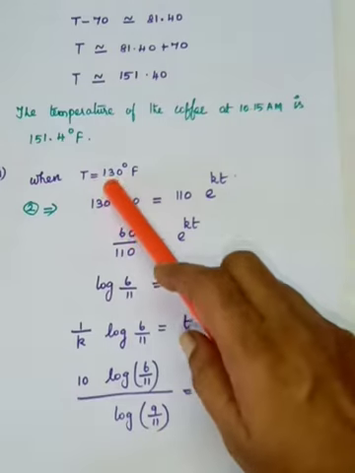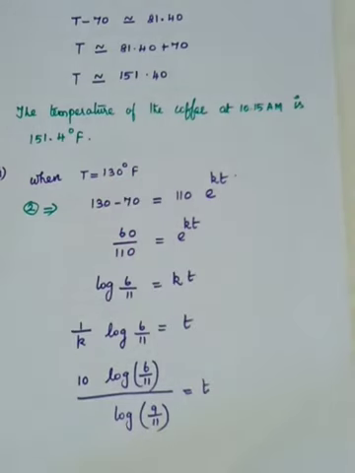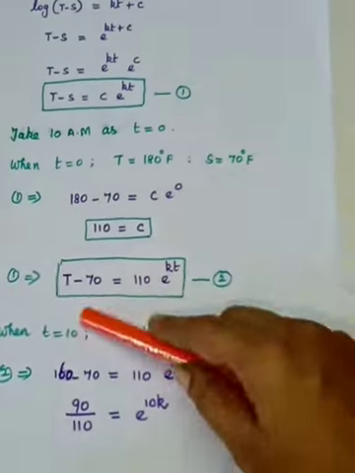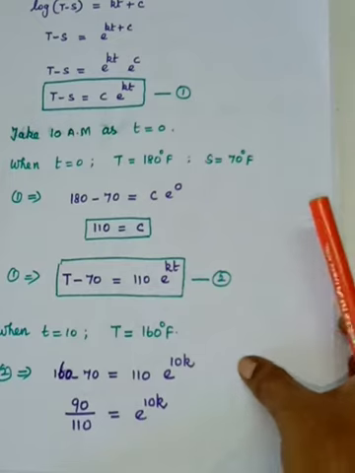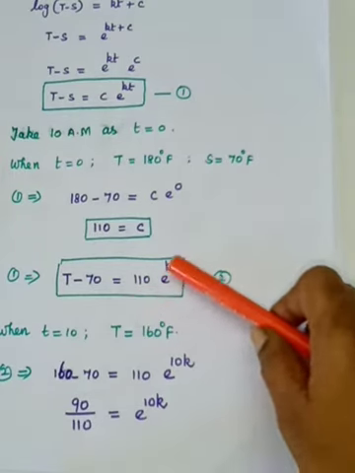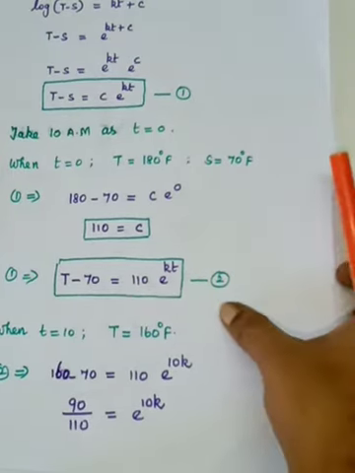So capital T is equal to 130 degrees. So you have to substitute in the second equation. In the place of capital T, you have to substitute 130. So 130 minus 70 is equal to 110 e power kt. This small t only we have to find out.